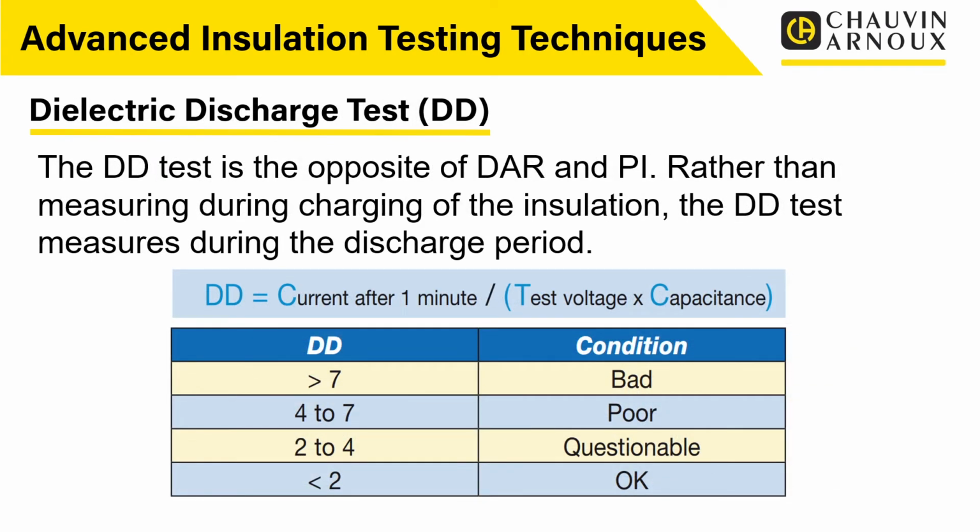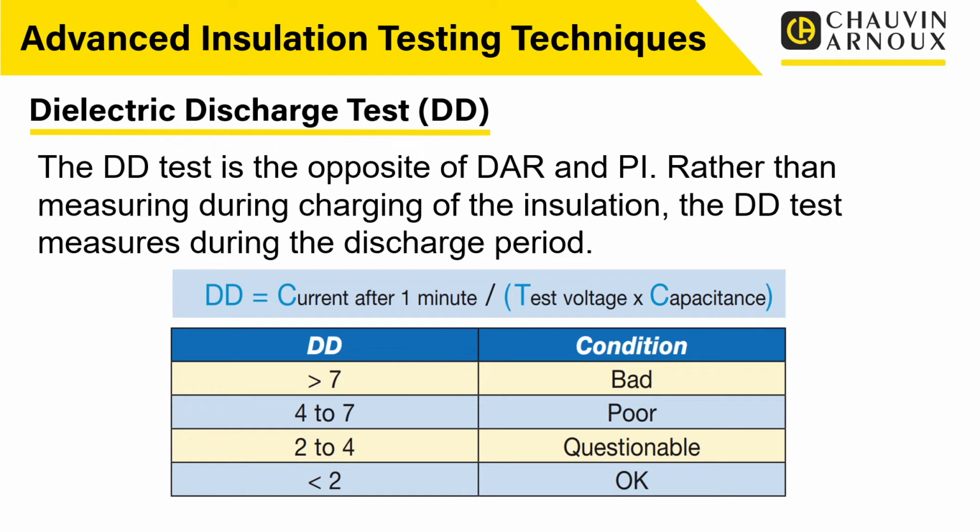Now, another type of ratio test is a dielectric discharge test, or DD test. This is very different, because it's almost the opposite of the DAR and the PI test, which looked at measurements during the charging of the insulation. So we'd apply the test and actually charge it up. The dielectric discharge test, as the name suggests, looks at the discharge period. So once we've removed the test voltage, what then happens to the voltage afterwards? How does it deteriorate? How does it fall?